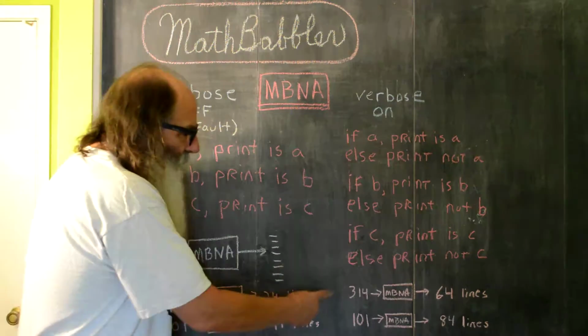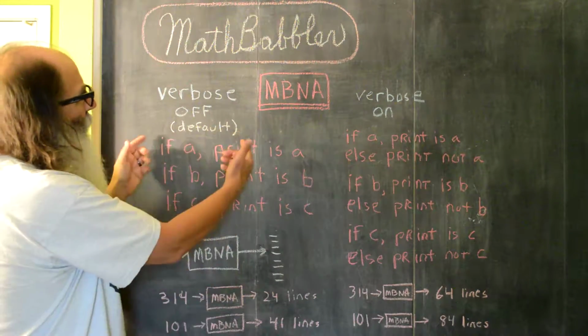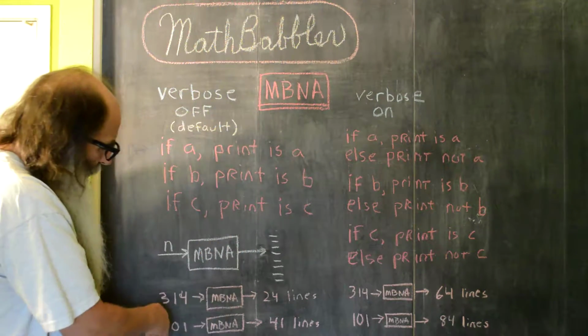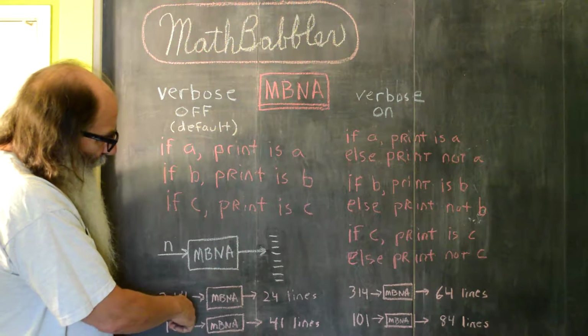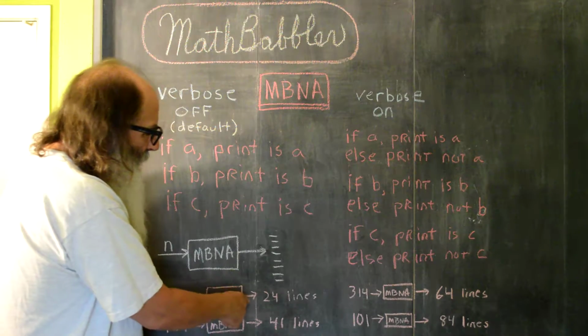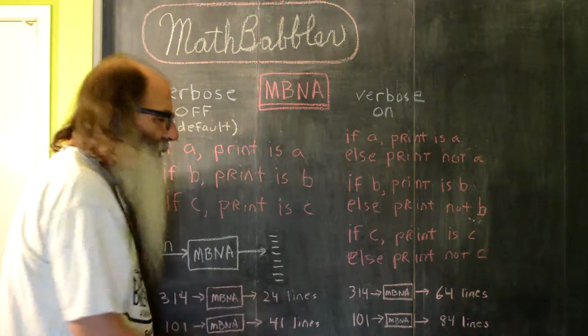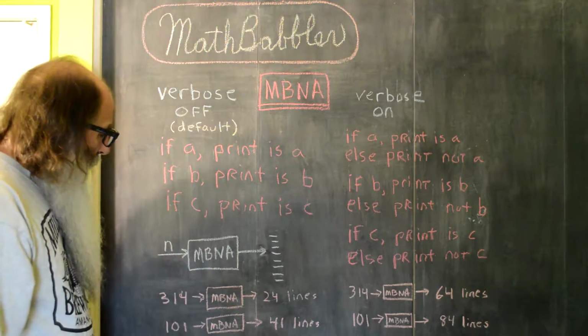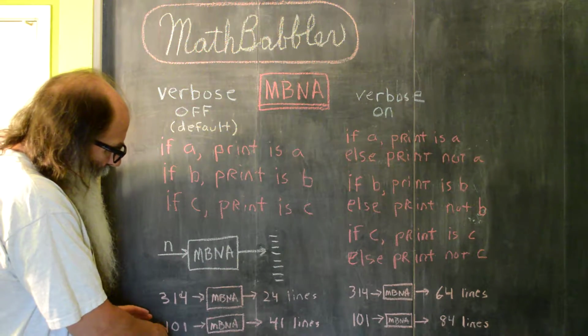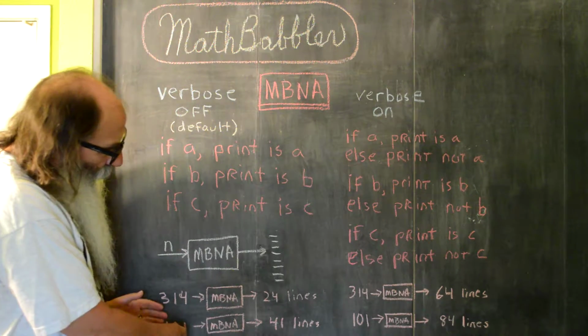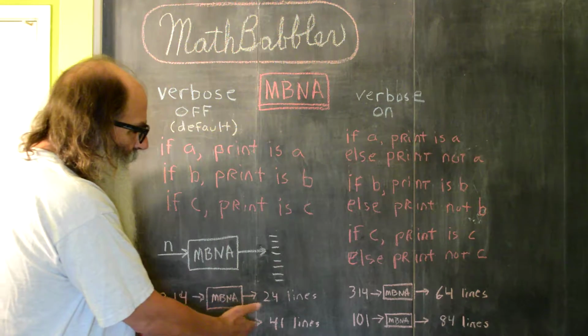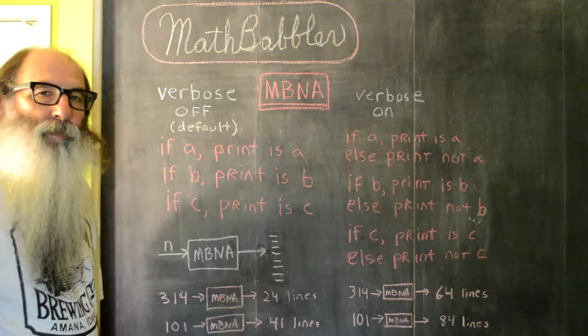I did a couple examples here. With verbose mode off, if I input the composite number 314, the MBNA produces 24 lines of output. And when I input a prime number, in this case 101, the MBNA produced 41 lines of output.